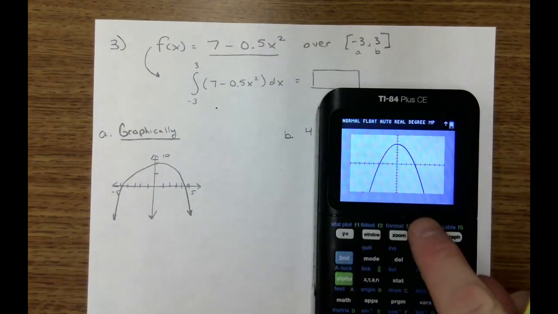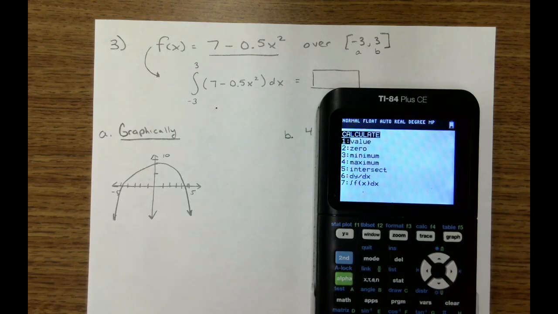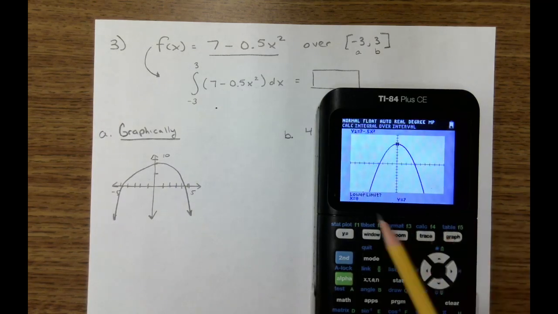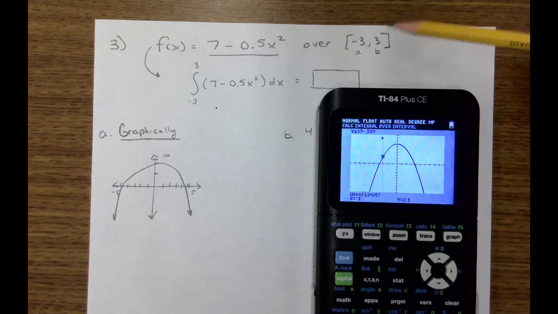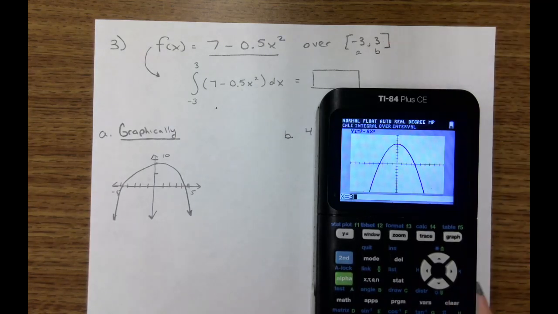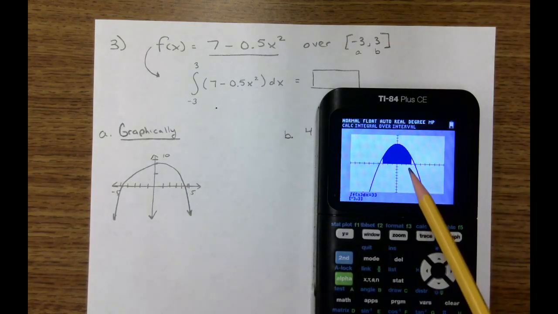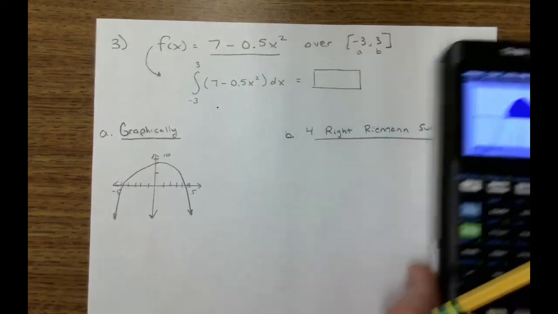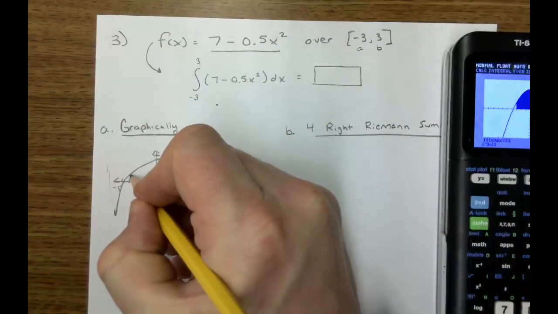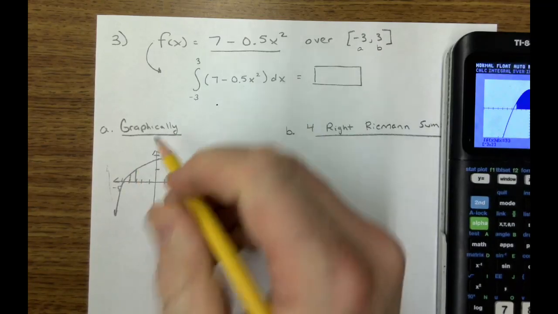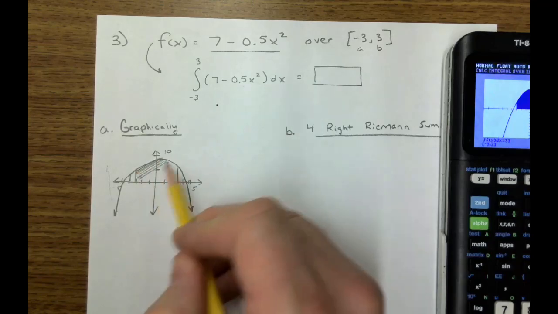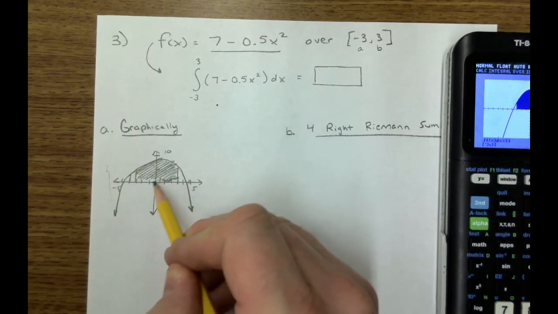If you hit second calc up here, this trace button, there is that integral button, number 7 right there. So you can go down to 7 or press 7, press enter, and type the lower limit, which is your a value, -3. Type your upper limit, which is your 3, and it shades all that area right there. So let's see here. There's my 3. Whoops, 3 is right there. I'm going to shade in all this area. And that's what we're looking for.